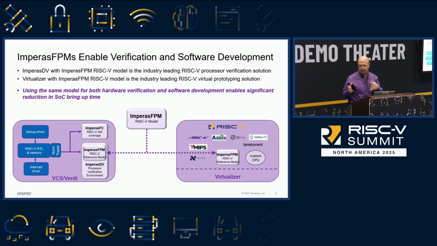Best example of this is a customer that was building an AI SoC, a complex device with over 100 different processors. They did their development using the Empirus FPM on both sides of it, hardware and software. That complex AI SoC came up in the lab in a couple of days, getting software running. So that's a significant reduction from the months that they had expected there.